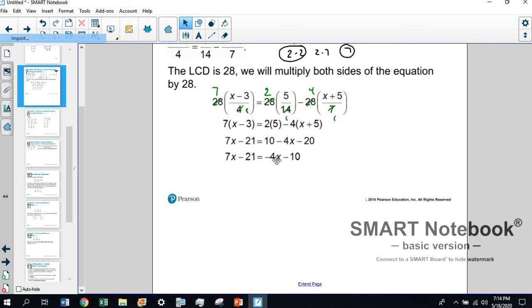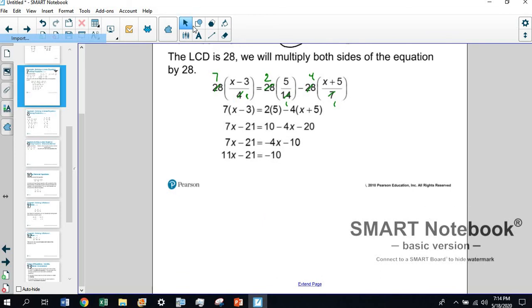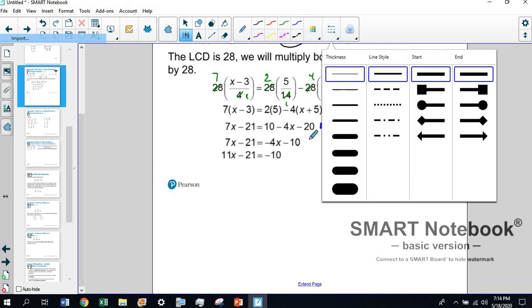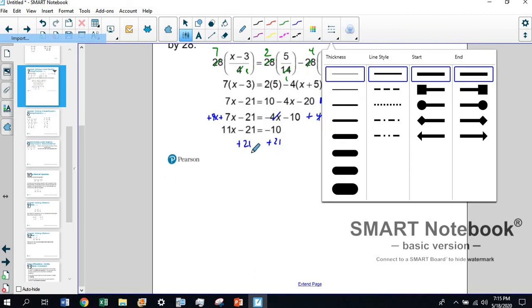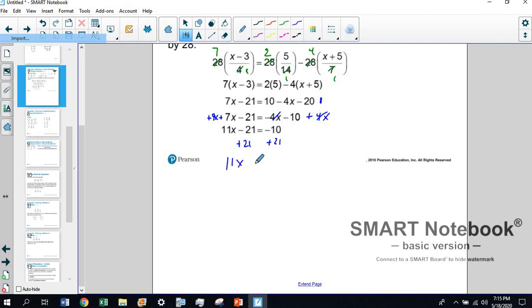What needs to happen now? We need to add to get this 4x to the other side. We need to add to get this 21 to the other side. So what are we going to do? We're going to add 4x to both sides right here. Negative 4x plus 4x is 0. You get 4 plus 7, which is 11. We add 21 to both sides. That gives us 11x here and 11 over here. We divide both sides by 11 and get x equals 1 as your final answer.